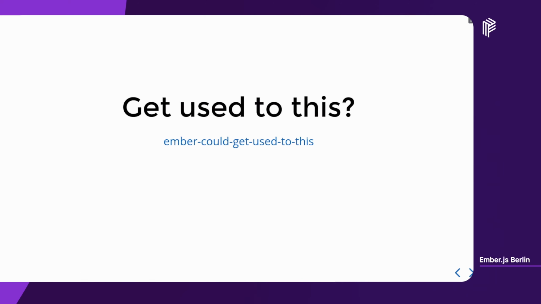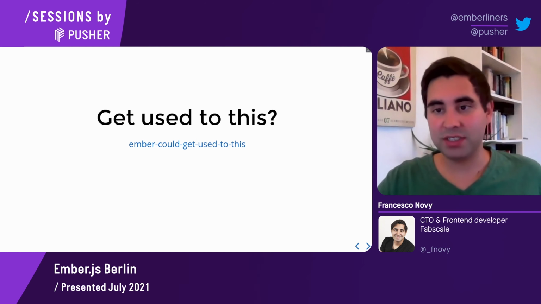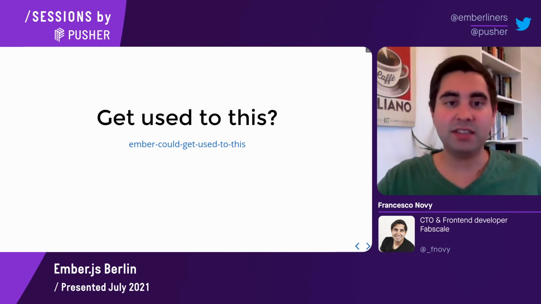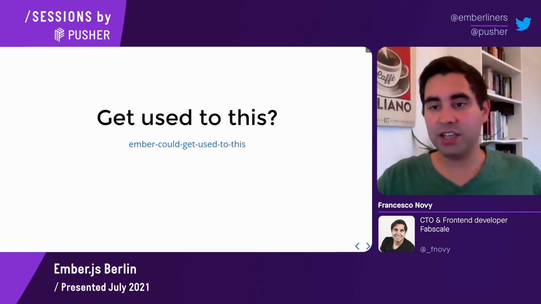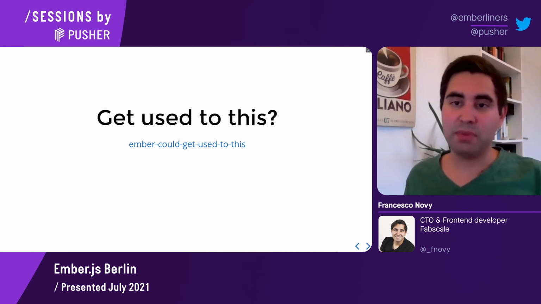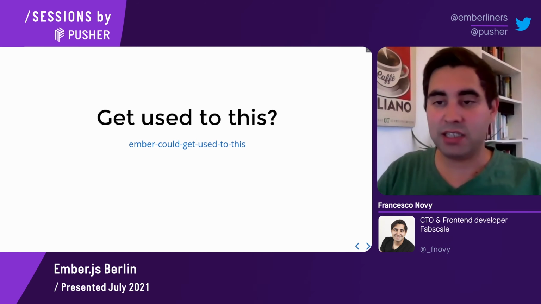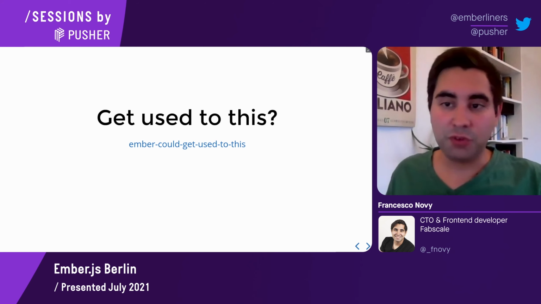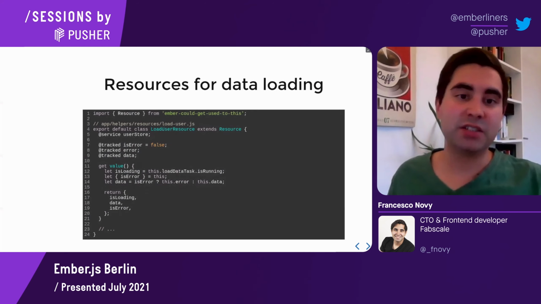Now, the second part I want to talk about shortly is how we then actually use our queries in our application. And for that, we use Ember Could Get Used to This, which is a really awesome add-on. If you haven't looked into it, I would heavily recommend doing that. We use it everywhere in our application now, and it has really changed how we write our Ember applications. Ember Could Get Used to This provides multiple different things. I will be focusing now on resources.